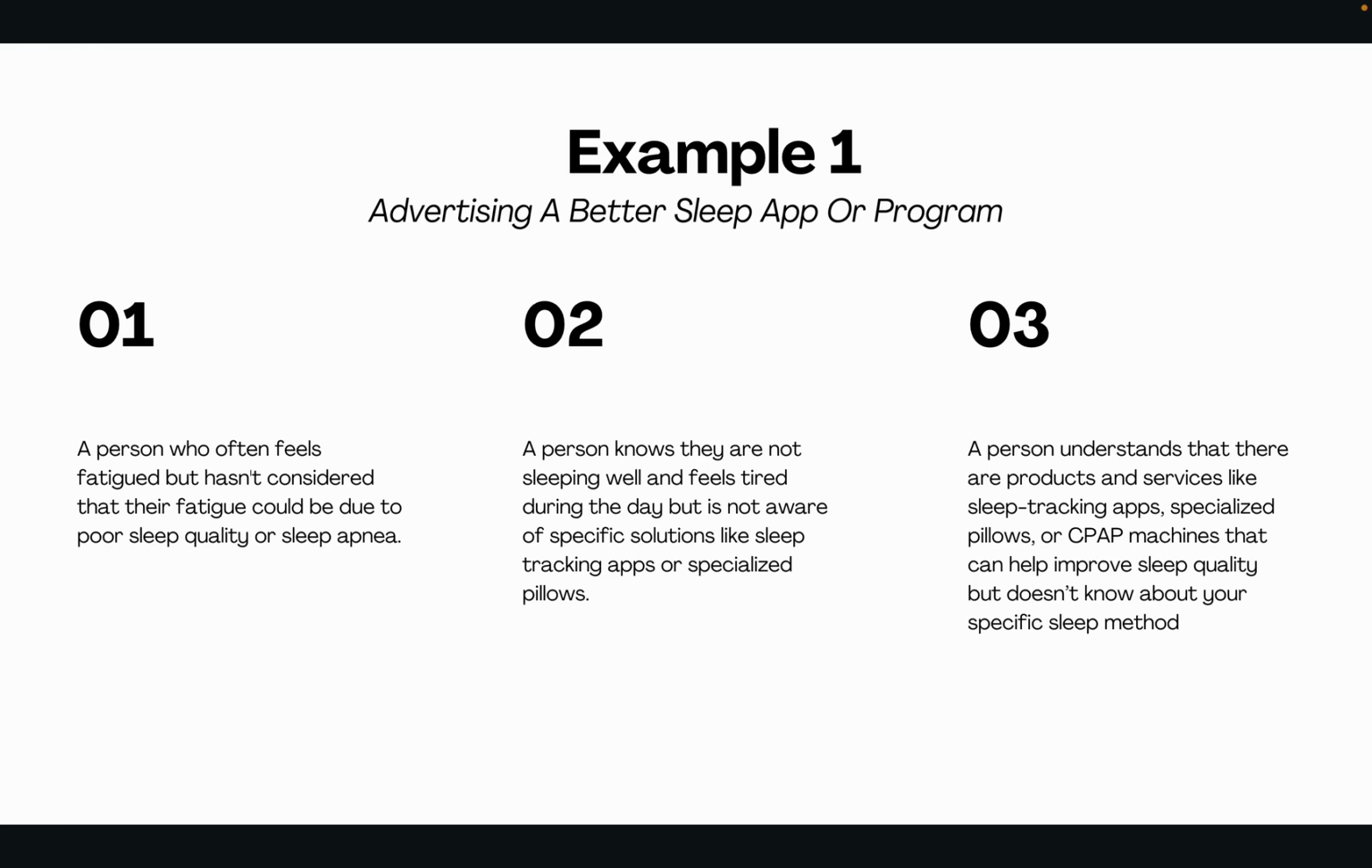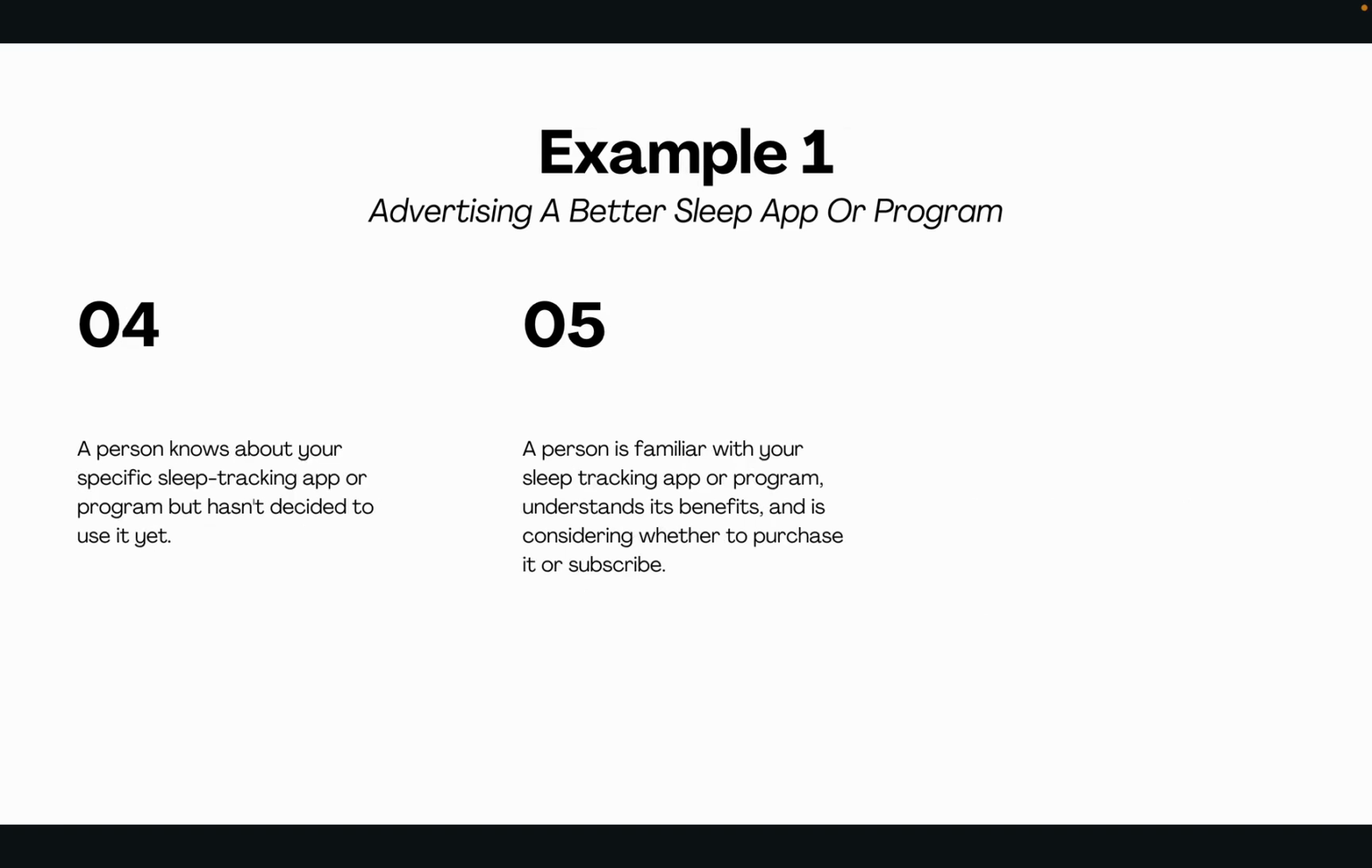Now, the second level of awareness, this person knows that they are not sleeping well, and they know they feel tired during the day, but they are not aware of specific solutions like sleep tracking apps or specialized pillows or your program, right? That's the second level. Now, the third level, the person understands that there are products and services like sleep tracking apps and all this kind of stuff we talked about that can help them improve their sleep quality, but they don't know about your specific sleep method yet.